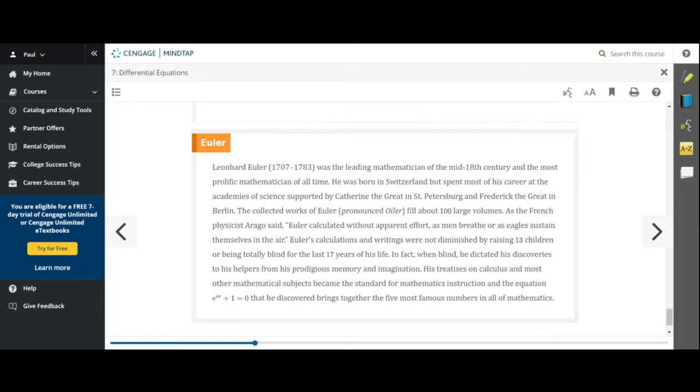But all right, so let me go back here to the example. But how many think that's kind of interesting, this information about Euler? How many think that's pretty cool? Excellent, excellent. John likes it.